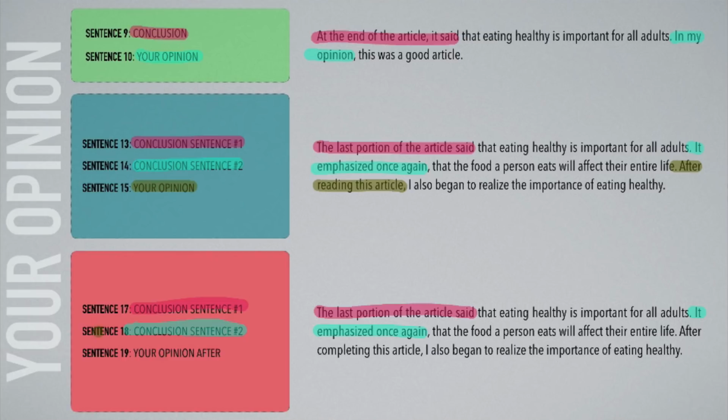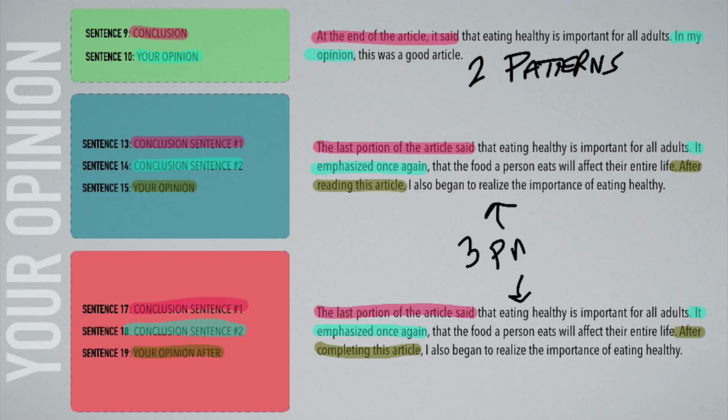And finally, your opinion after. Now this is a little bit different. It says, after completing this article, I also began to realize the importance of eating healthy. So in this pattern, we changed reading to completing this article. And just so we remember, for the beginner level, we have 2 patterns. And for the intermediate and the advanced level, we have 3 patterns for the Your Opinion section.